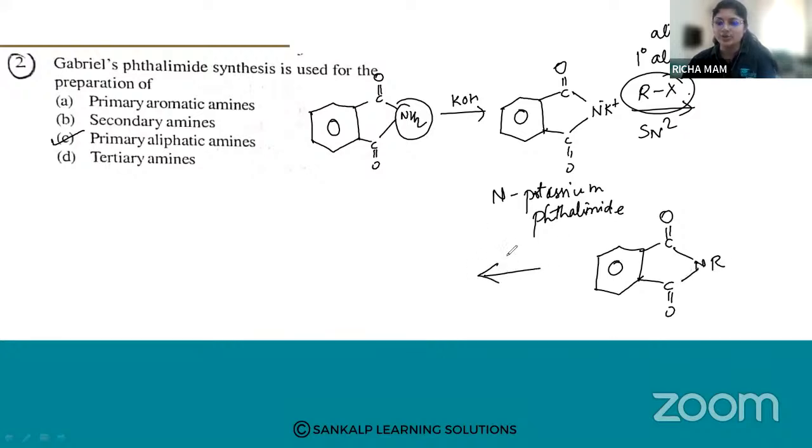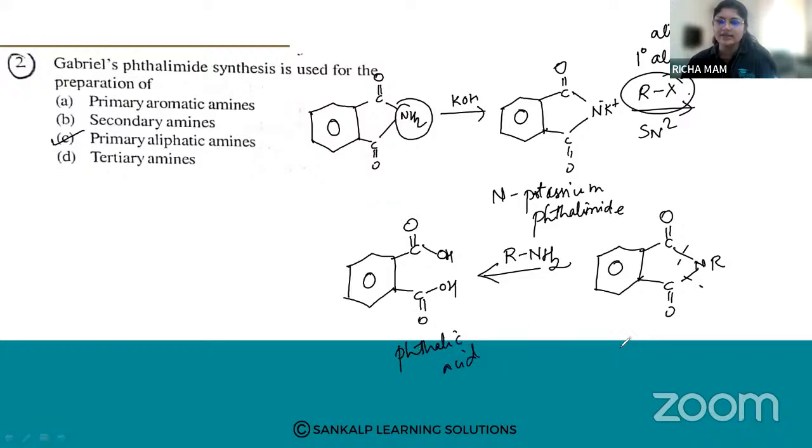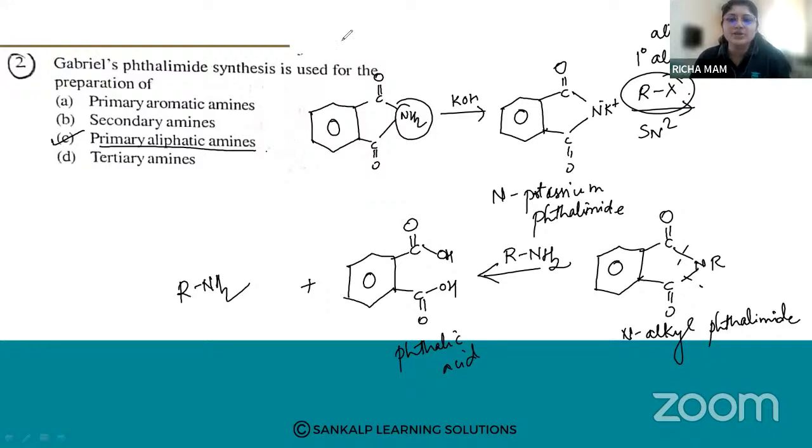Now further, you are going to treat it with what? NH2, that is a primary amine. With this primary amine, what will happen? The cleavage of the bond takes place. You will get C=O OH, C=O OH, that is phthalic acid, and this is N-alkyl phthalimide plus primary amine. So you yield a primary aliphatic amine from this particular reaction.